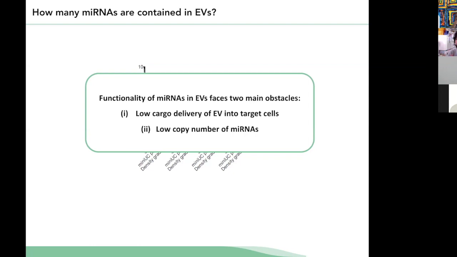So we came out with two main obstacles that microRNAs in EVs are facing in our experiments. First of all, the delivery of EVs into target cells is not as efficient as we considered at first, okay. But we also know that even boosting this, the microRNAs are not affecting the target. So there is a second obstacle, that is the low copy number of microRNA in those EVs, okay. This is an important take-home message because this is the point of the old paper.